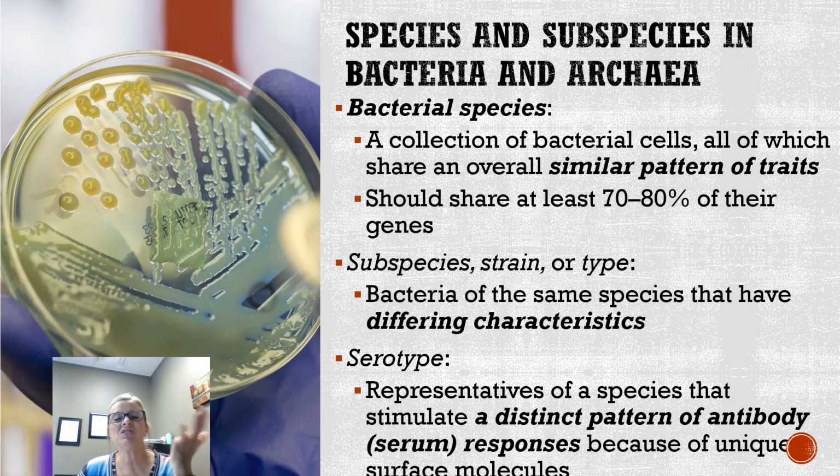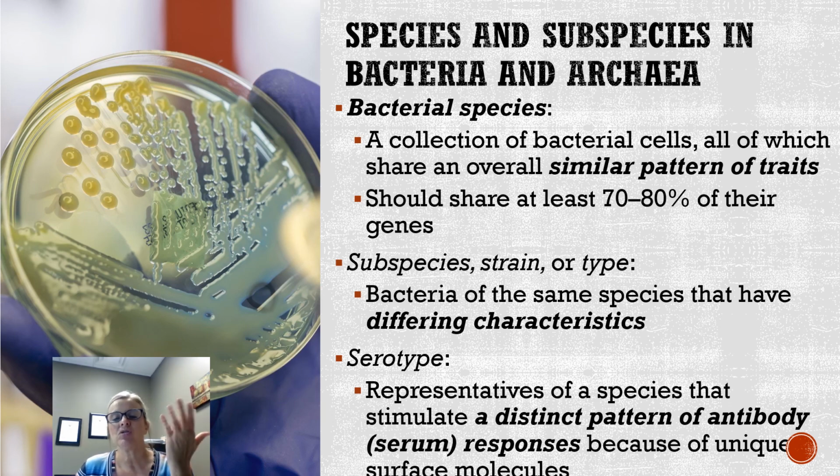All right, so what are species, subspecies, and serotypes? We're going to talk about this. This is just kind of a little catch-all for some bacterial vocabulary terms, okay? So a bacterial species is a collection of all bacterial cells which have a similar overall pattern of traits, okay? And so they should share at least 70 to 80% of their genome. You will often see things like spp. or sp. after the genus name, and that means all the species, okay? So don't be thrown off when you see that.